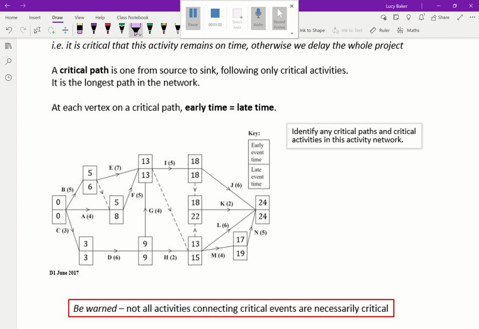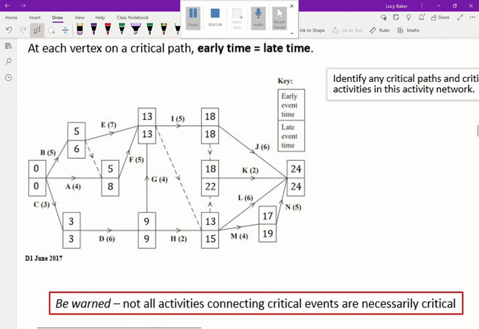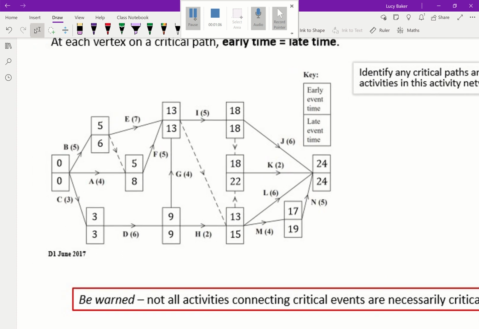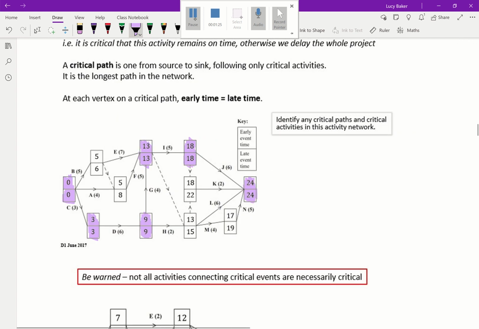So you may have noticed when we drew some of these diagrams, and we're going to use the same two that we've just drawn in the previous video, that there are some events where the early and late times are the same. So there's no difference between them. And what we're going to do is pick these ones and follow the path between them. And this is going to be the critical path. So identify any critical paths and critical activities in this activity network.